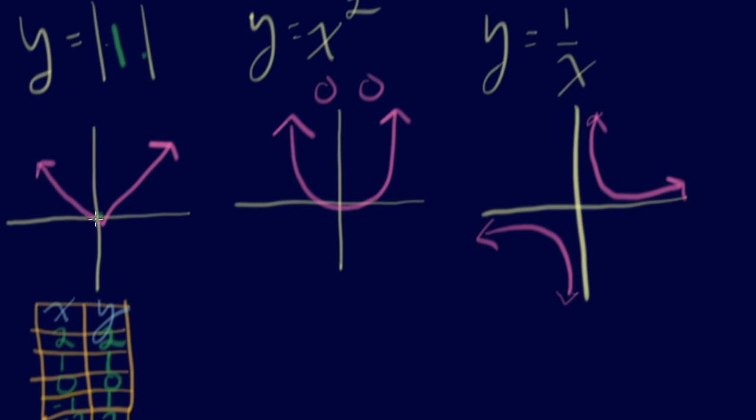So if I was going to plot that, that'd be like 0, 0. This would be like 1, 1. This would be 2, 2. This would be -1, 1. This would be -2, 2, and so on and so forth.